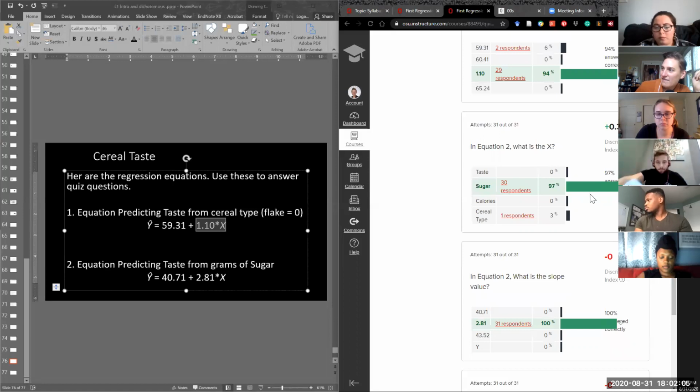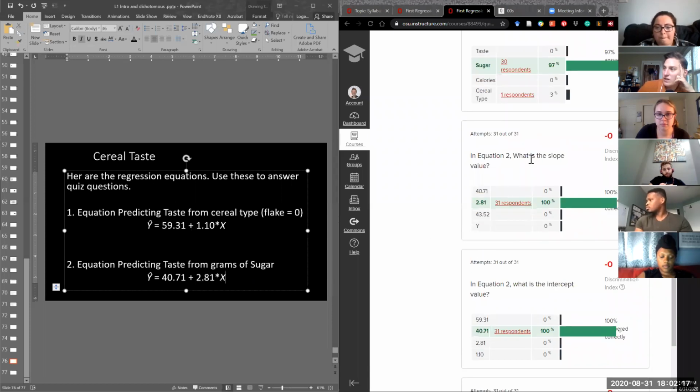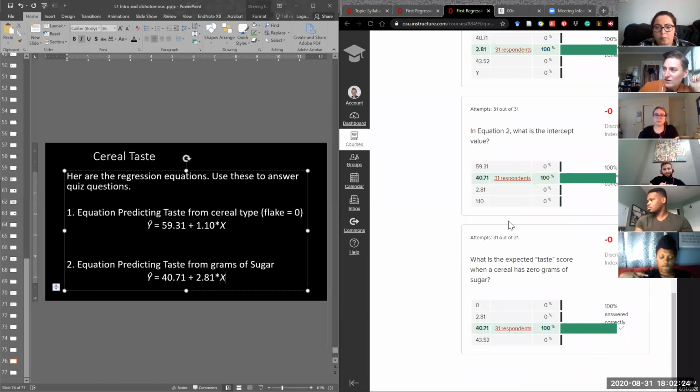Then next I have equation 2. What is the X? We have sugar is the X here. It's right there associated with the X. So that's kind of a giveaway. Okay, and then this one, slope value. And then the intercept value. Nice job. And then this one was the trickiest one here. Expected taste score for cereal when it has 0 grams of sugar, but you all got that one right. So good work on that one.